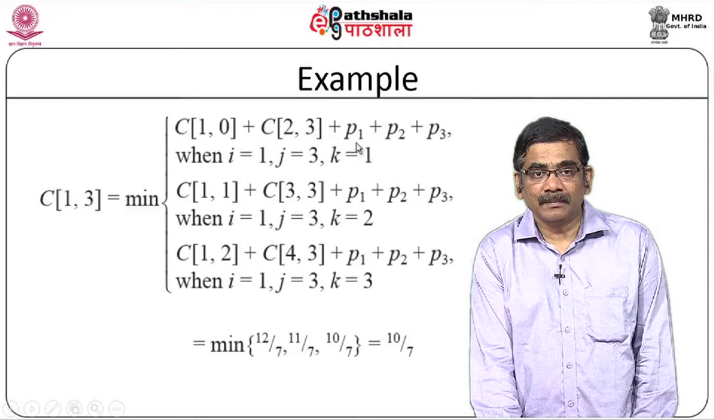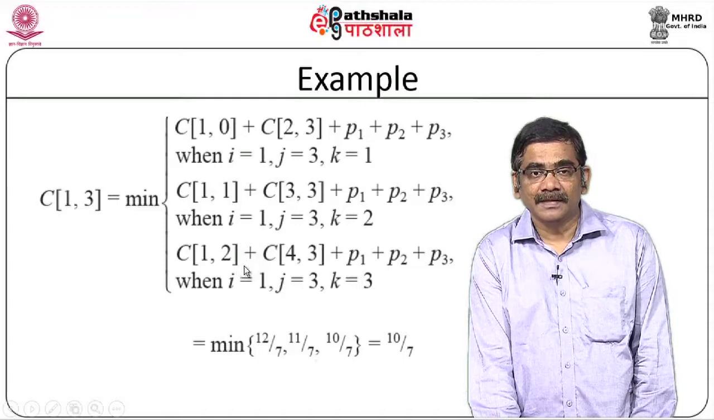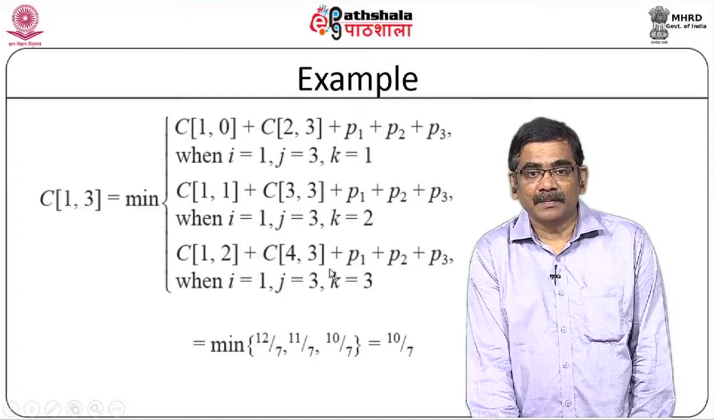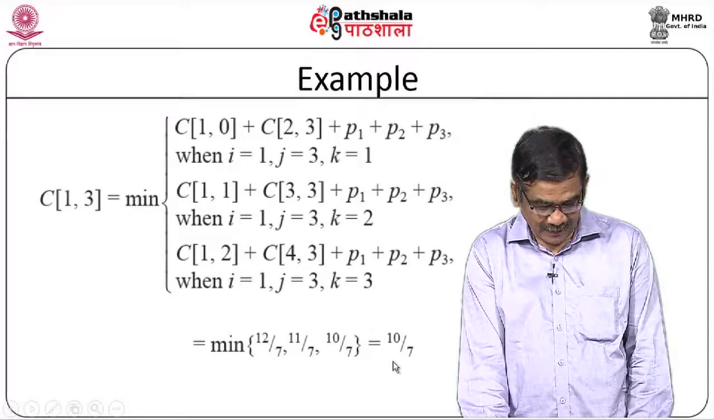So, it is P 1 plus P 2 plus P 3. Similarly, it is going to be C of 1 comma 1 plus C of 3 comma 3. Another possibility is C of 1 comma 2 plus C of 4 comma 3 plus P 1 P 2 P 3. You can see that the minimum of that is going to be 10 by 7.